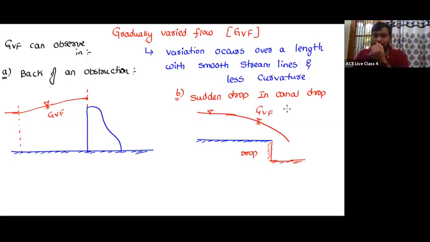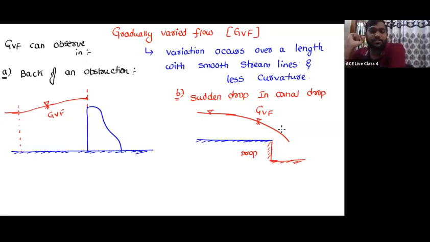Now see, I have given you two examples here itself. There are a lot of other examples also; we'll discuss those. But here the variation is rising or falling? Rising. And here the variation is falling. Yes or no? So can I say this is nothing but a rising profile, and this is nothing but a falling water surface? Yes or no?